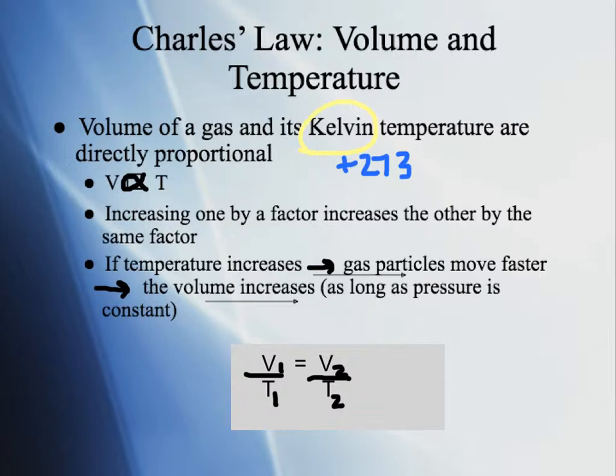All right, so if temperature increases, remember, temperature is how fast molecules are moving. So if you increase temperature, you're going to make the molecules or particles of gas move faster, and if they move faster, they're going to be colliding more with each other and taking up more space. So the volume is going to increase. Okay, and when we account for Charles' law, we're going to assume that the pressure is always kept constant.